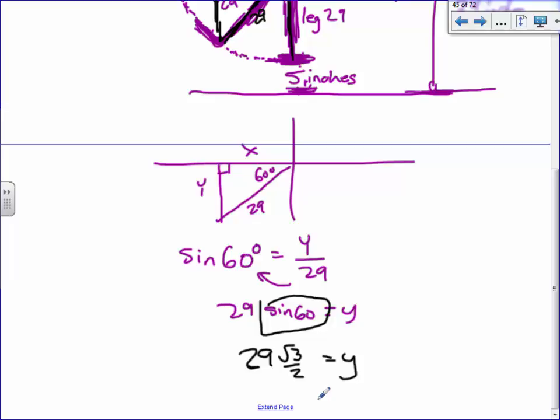Did I lose you guys on that step, or are you okay? No, I didn't hear it. Okay, and you weren't here when we did exact values.